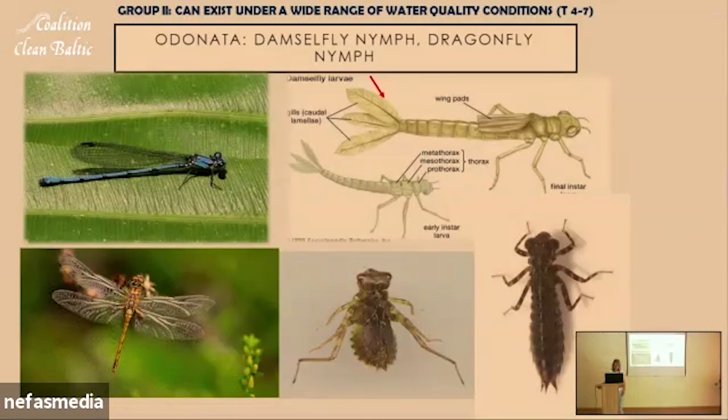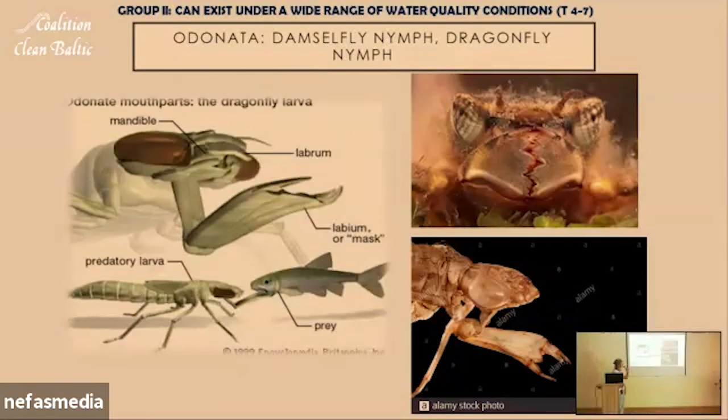Okay, and here is the very characteristic feature of all larvae of dragonflies and damselflies. All larvae of dragonflies and damselflies are predators. And what do the adults eat? They're also predators. Yeah, they're also predators, and larvae and adults are predators, and they eat various other insects.